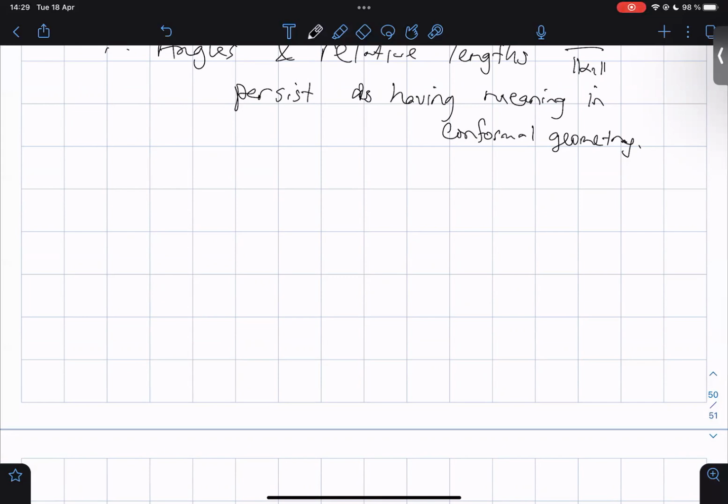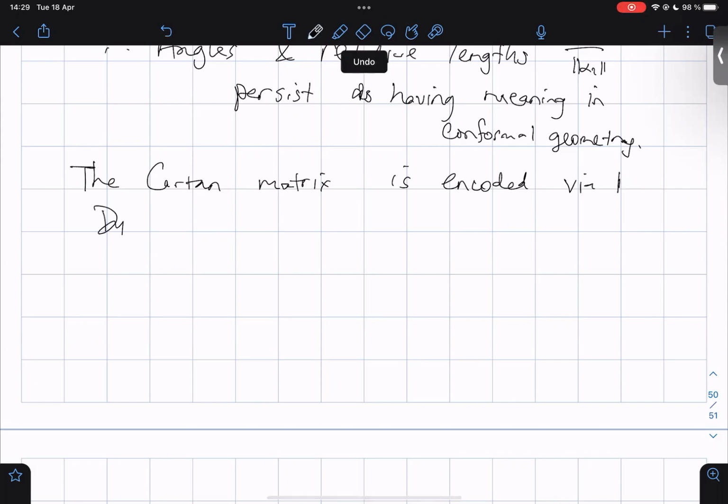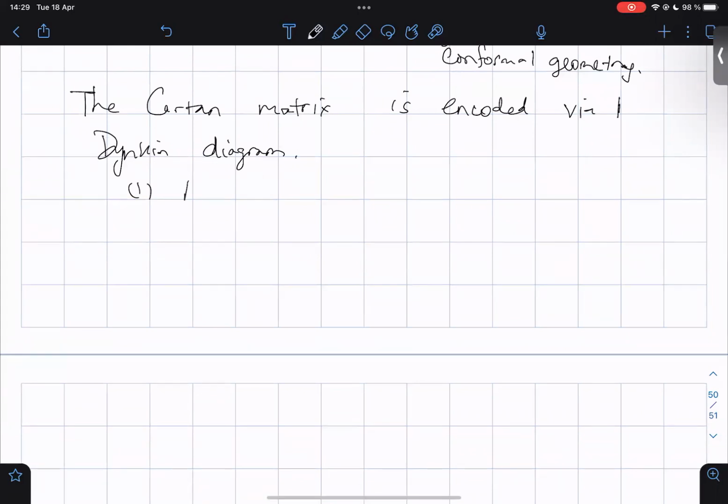So now let's compress the data even more. Here I'll give you a general definition of this Dinkin diagram. So the Cartan matrix is encoded via the Dinkin diagram. Who, by the way, Dinkin, I think he came up with this when he was an undergrad student, which is pretty amazing. No pressure on us, guys.